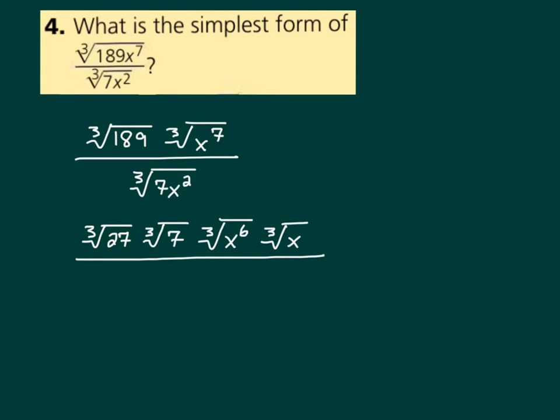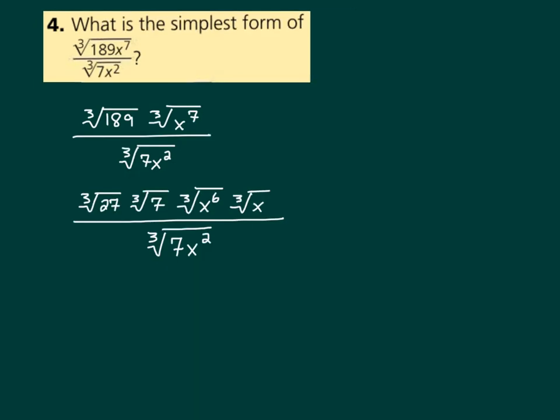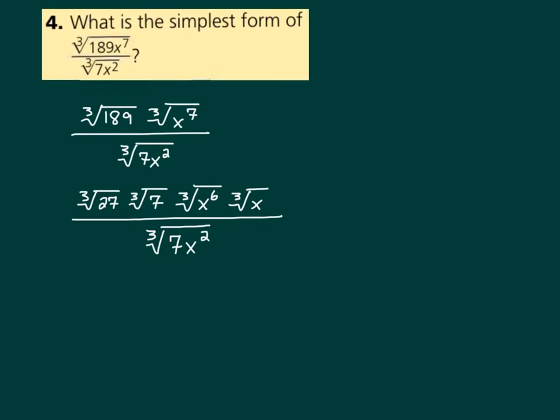And it's going to be all of that over the cubed root of 7x squared. So what happens? We can break up the bottom now just to make things a little bit easier. The cube root of 27 is 3 times the cube root of 7 times the cube root of x to the 6th, which is x squared, times the cube root of x.